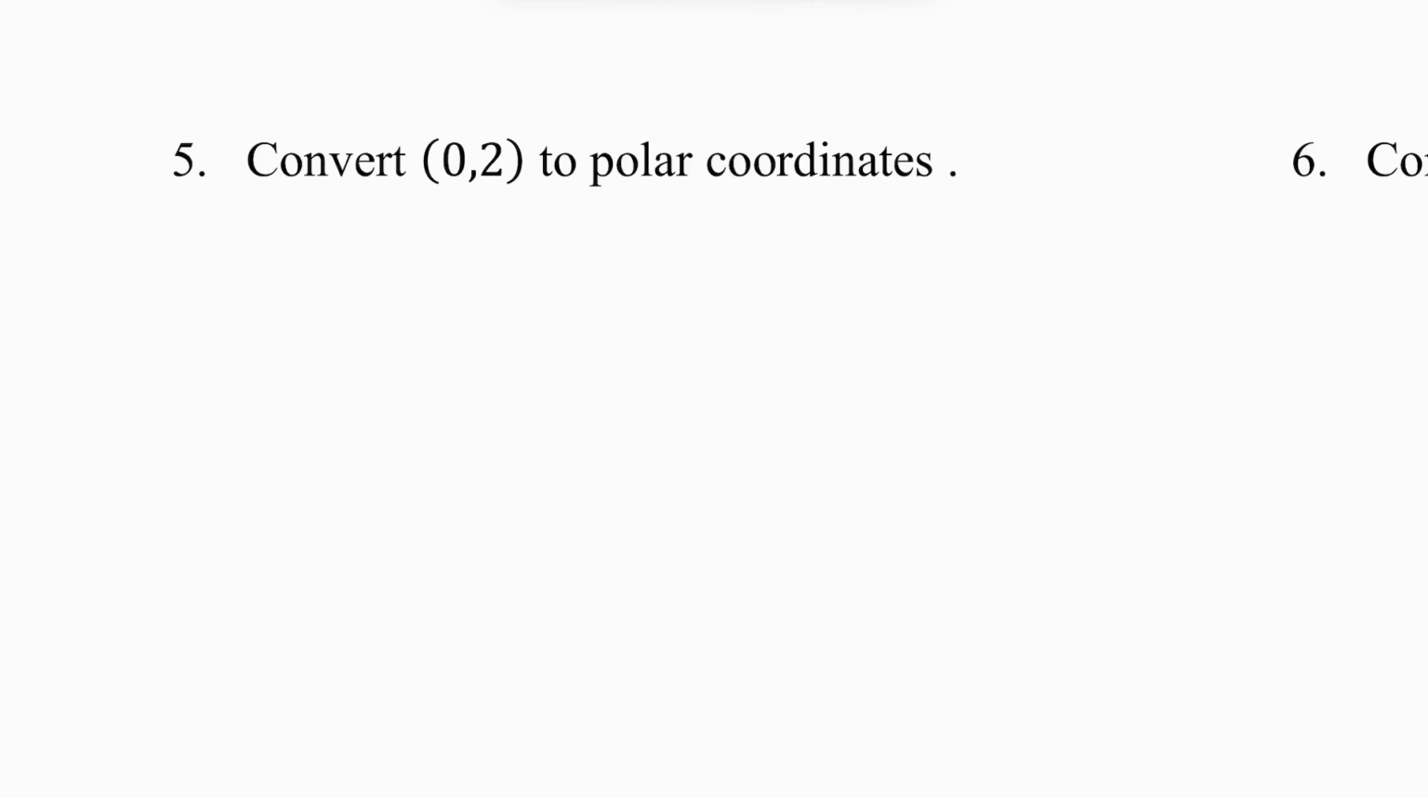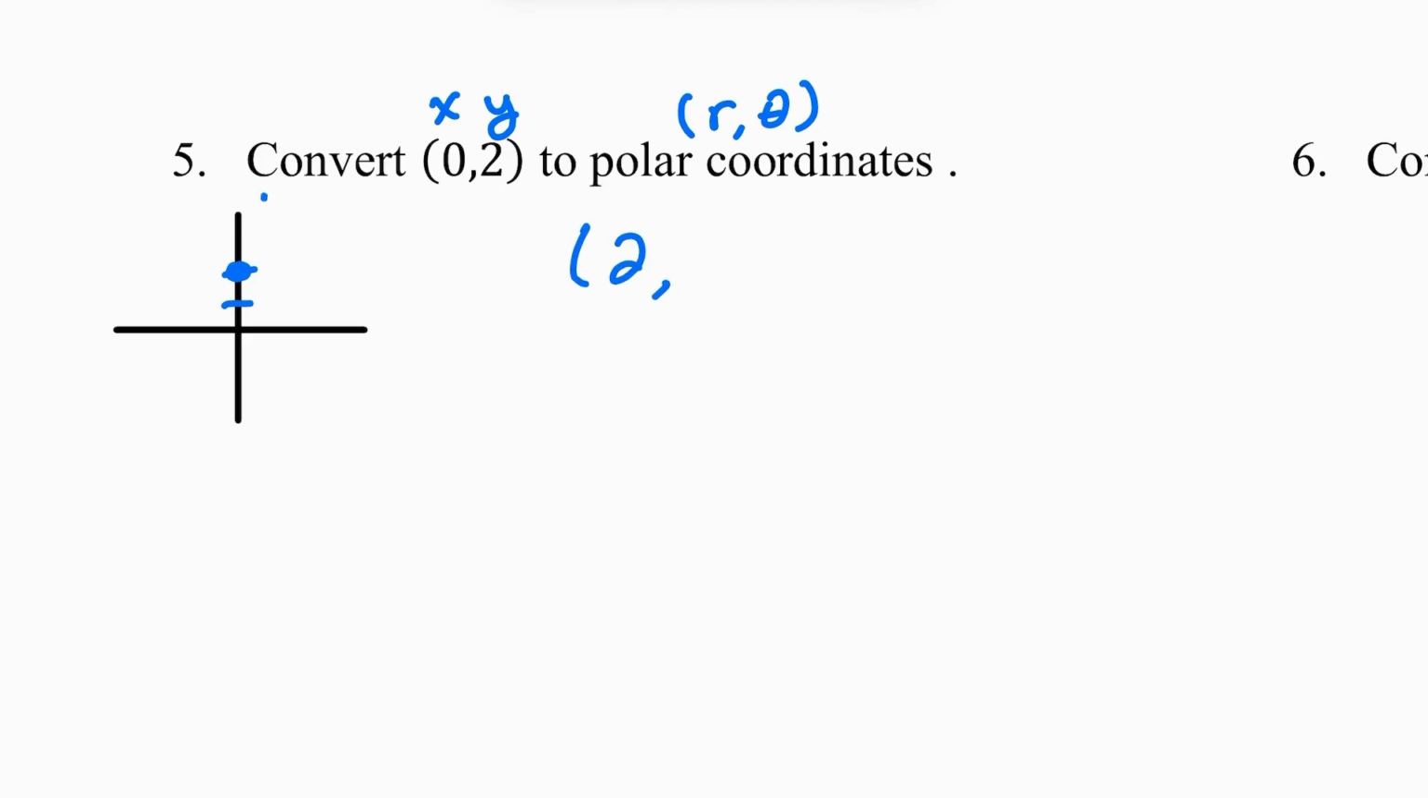So here they're asking us to convert this to polar. Polar is the r, theta coordinates. So that means this has to be rectangular. This has to be x and y. So if I roughly sketch a coordinate plane, if I ask you to plot the point 0, 2, it's this point here. Well, what would the radius of that circle be? 2. What angle is this at? 90. Done. That's it.